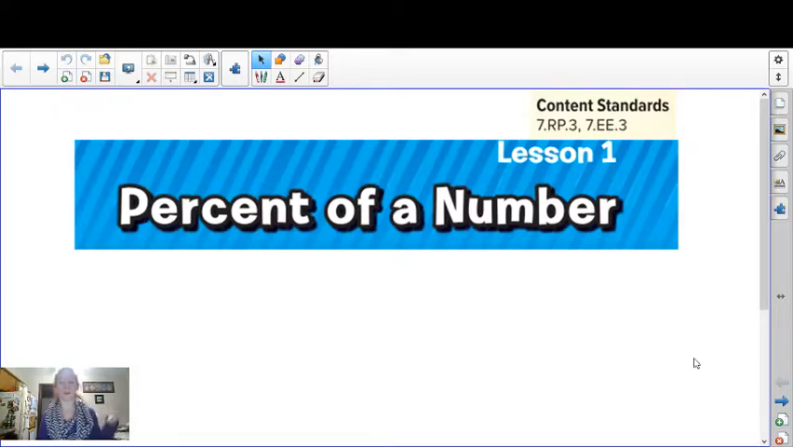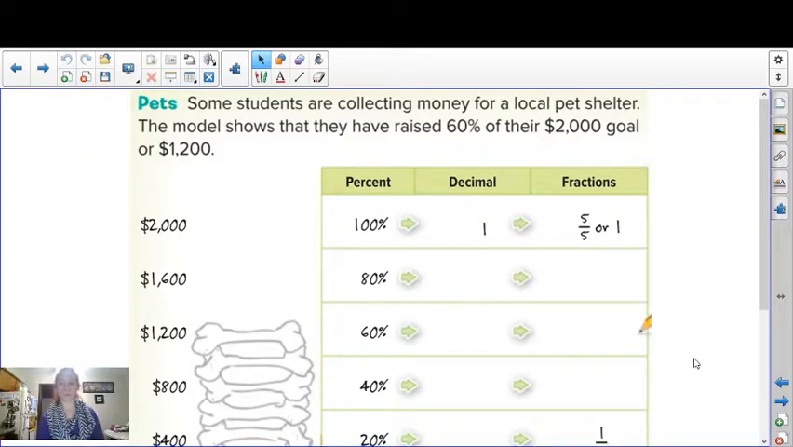Alright guys, today we're going to start chapter 2, lesson 1, percent of a number. So we're going to use this first one as an example to help lead us. You don't necessarily need to write this one down. It's more of a thought-provoking start to this problem.